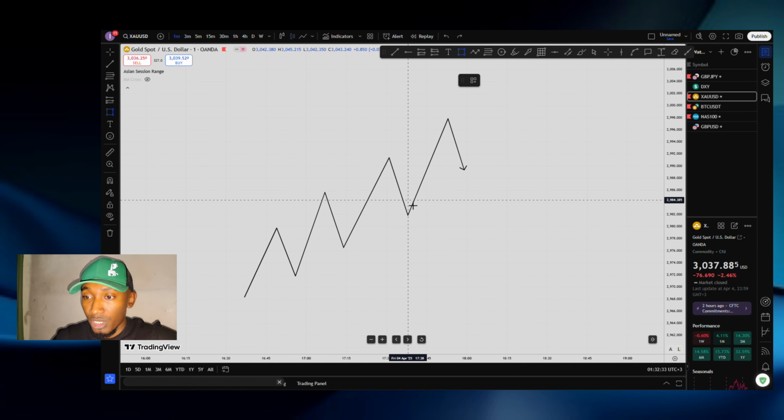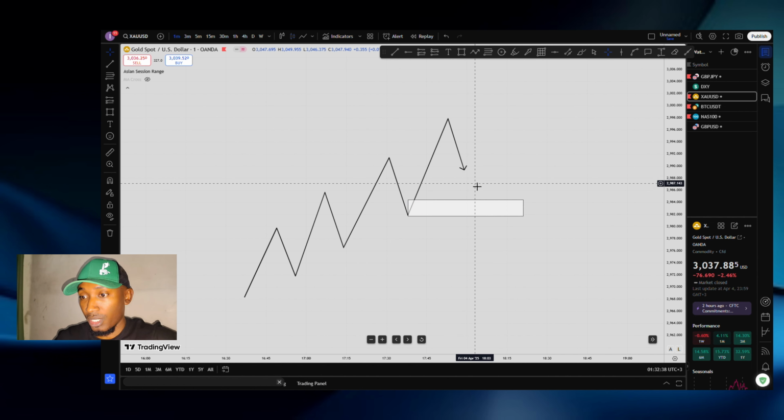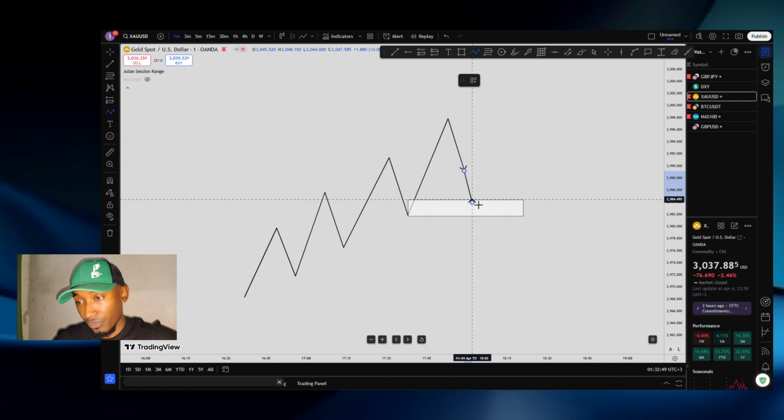I'll mark out those demand zones, wait for price to come mitigate or tap into our demand zone. I'll not enter aggressively from here, from my demand zone. What I wait for is price to come and break the candle that tapped into my demand zone. I wait for that candle.